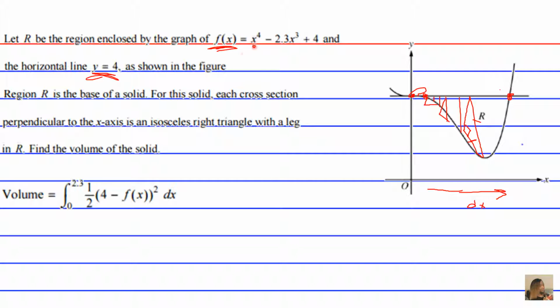Okay? So when you take the antiderivative, you distribute the 1/2, you square each term, and then you separate each term and solve for the antiderivative. And when you evaluate that between 2.3 and 0, you get 3.57 units cubed, or 3.573 units cubed.